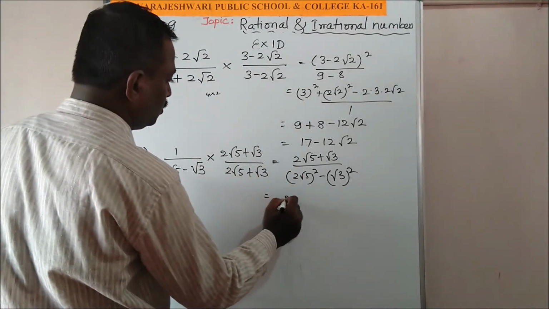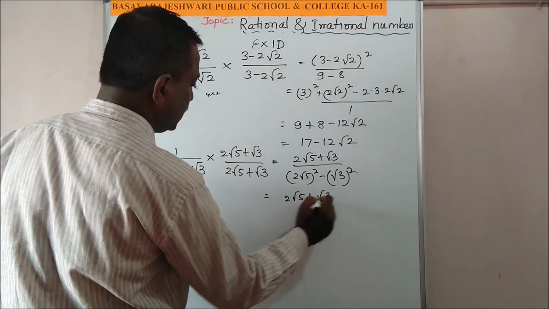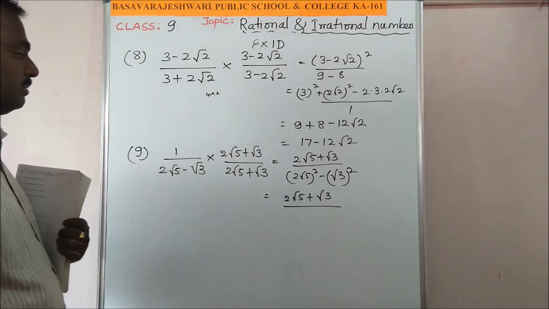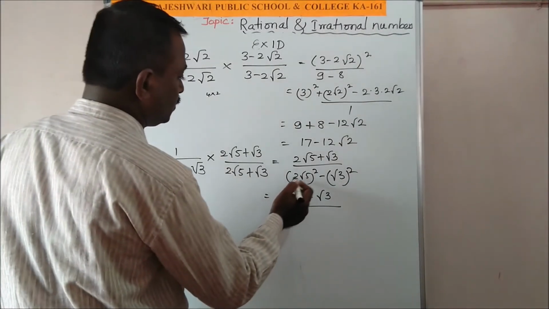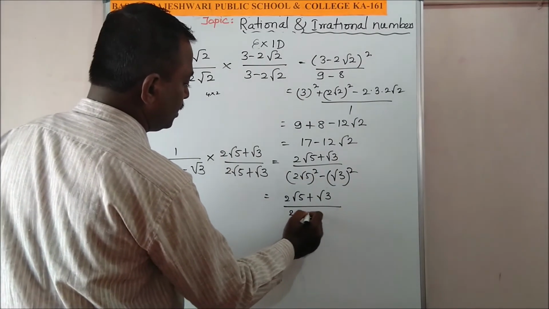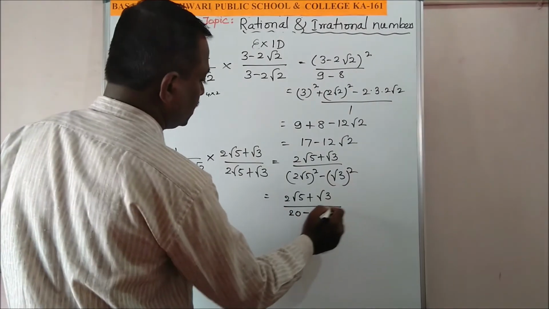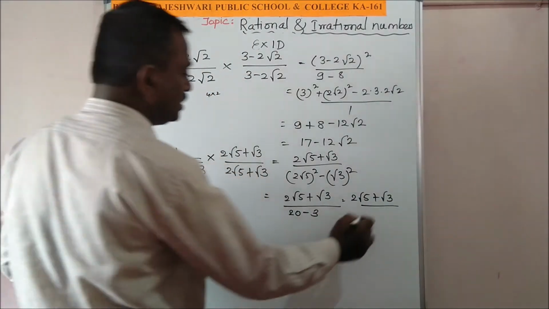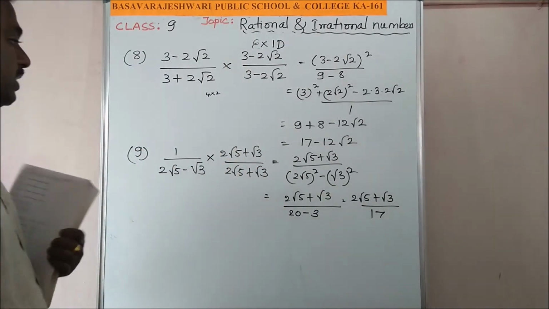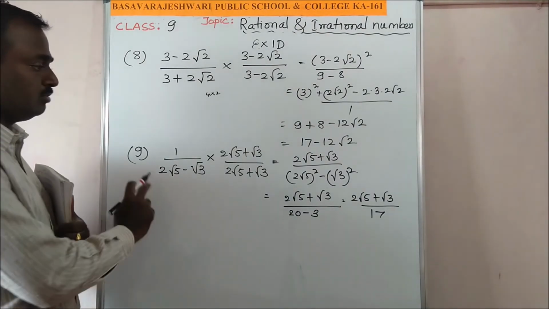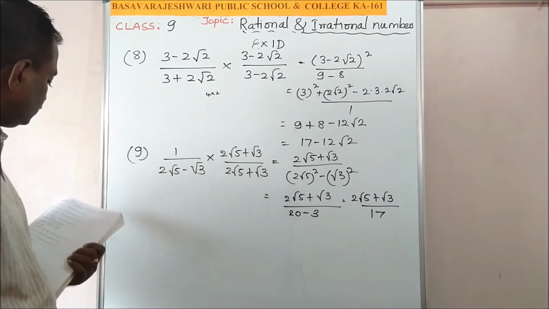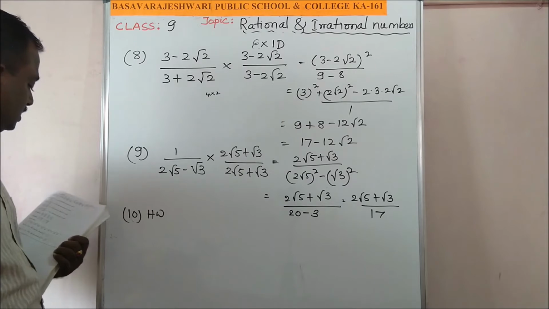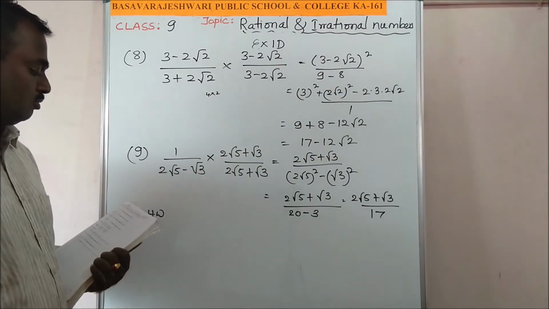So what is the answer? (2 root 5 plus root 3) by a square minus b square. A square means how much? 2 square is 4, into 5, 20, minus 3. So (2 root 5 plus root 3) by 20 minus 3, which is 17, by 17. So this is the answer for question number 9. Question number 10 I am giving as homework.